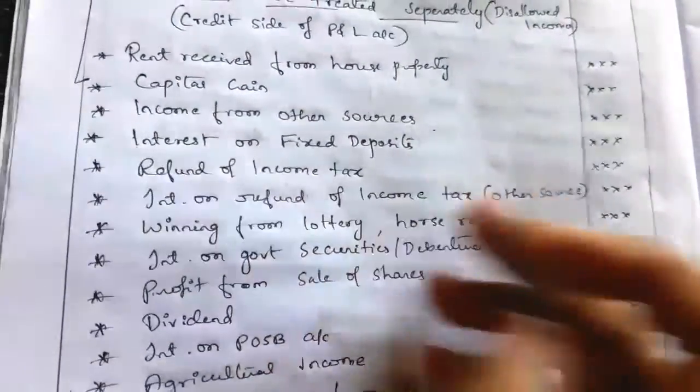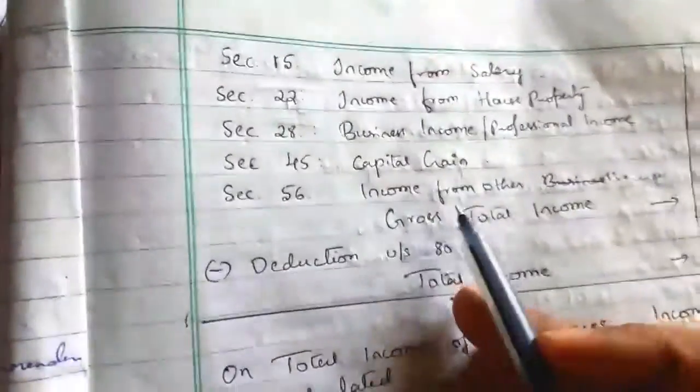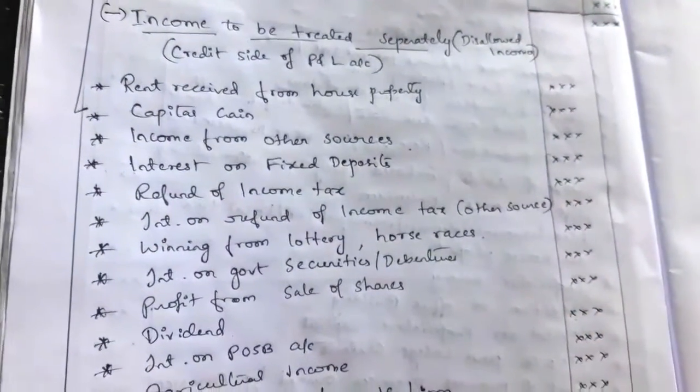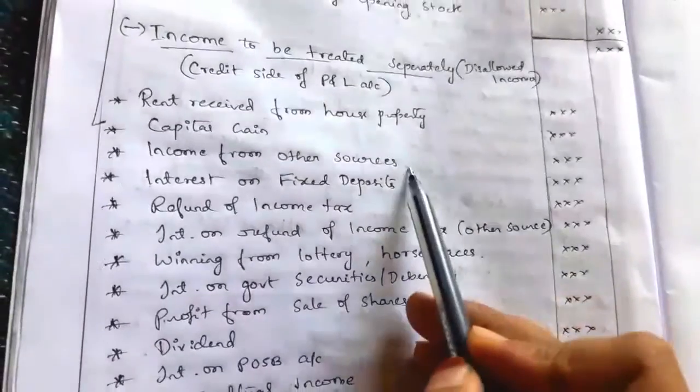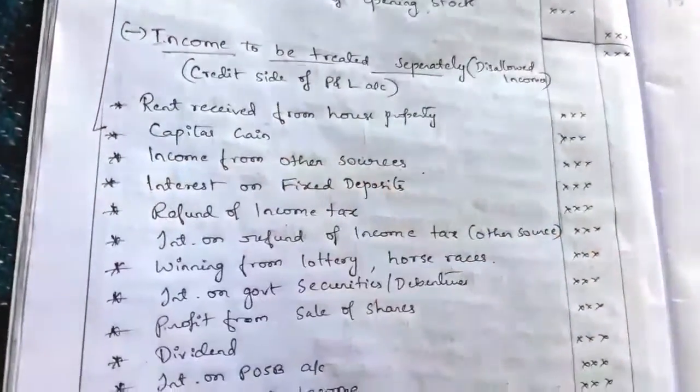Then income from other sources. Income from other sources should be taken under section 56. It should not be recorded in the business income. It is not taken as a business income, and it should be cancelled. To cancel, we have to deduct it from the net profit.